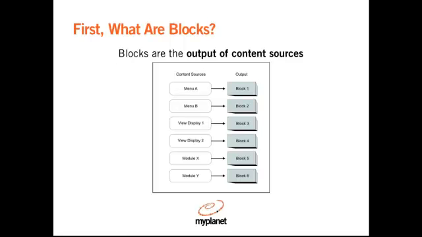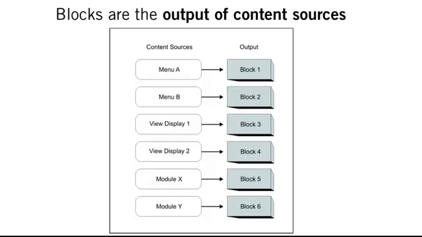The first one is blocks. What are blocks? I see them as the output of content sources. Content sources are basically things like menus, view displays, or content produced by specific modules, a calendar, for example, or a search mechanism, Solr search, for example. So all those things produce output in HTML or various forms. So let's think of it as HTML for now.